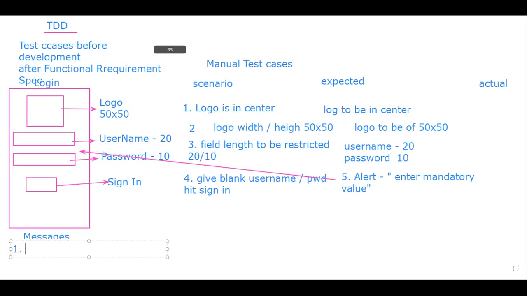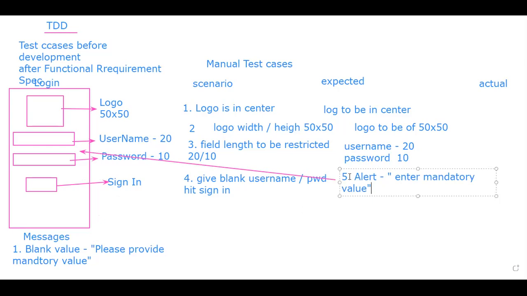So what are the messages to be displayed? For blank values, what should I display? The customer gives this text: please provide mandatory values. So he fills this, but the test case person forgets to update it. In his test case, he has given expected as enter mandatory value, but the customer has given please provide mandatory value. Like this, the customer provides all the messages. Now the test case person writes the next test case.